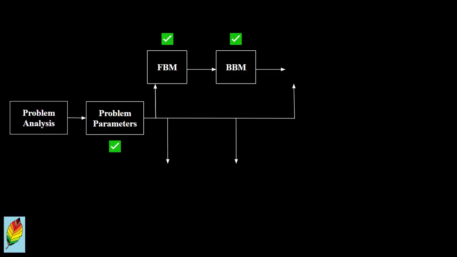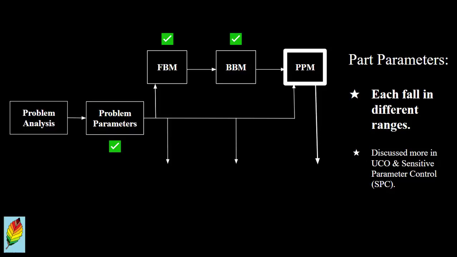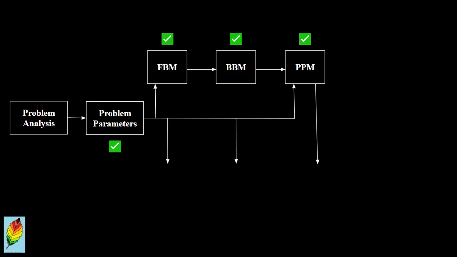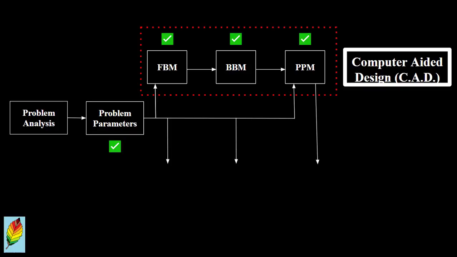Finally, once we have a general blueprint for the different features and how they are put together, we can use the part parameterization to appropriately size and develop a model that would fit all the requirements needed to satisfy the application. Typically, problem parameters are dictated so that the part parameters need to be within sets of ranges. Working with these ranges will be completed in more detail when discussing unconstrained versus constrained optimization, and later when completing sensitive parameter control. With part parameterization completed, the first half of the combined design and optimization process has been completed. This first half of the process is computer-aided design, otherwise known as CAD.